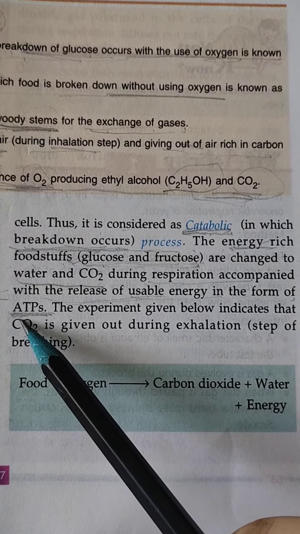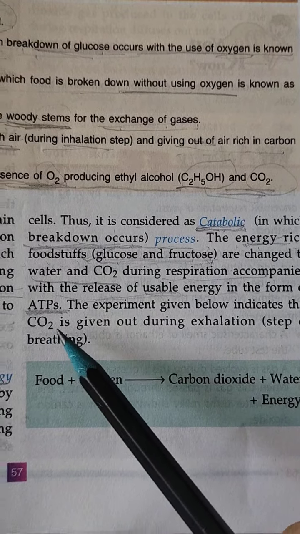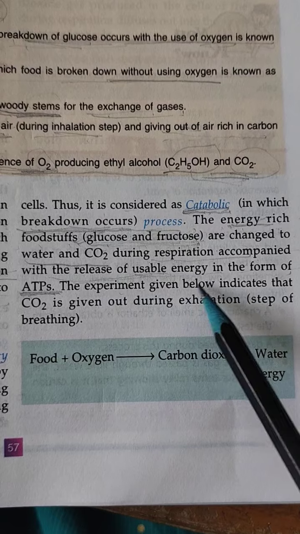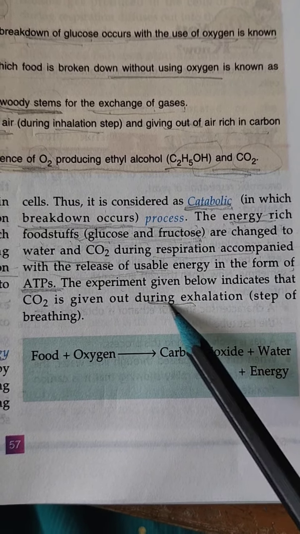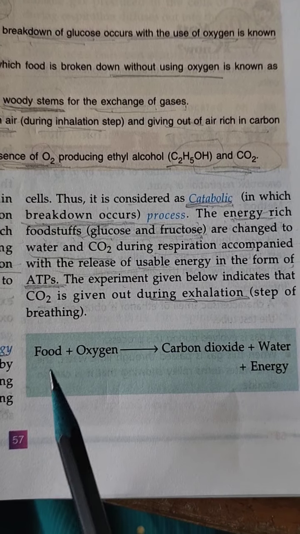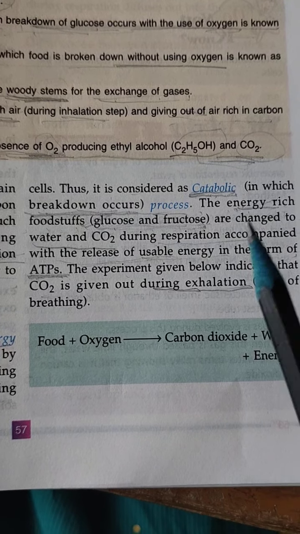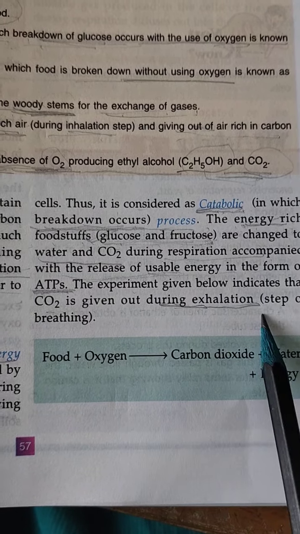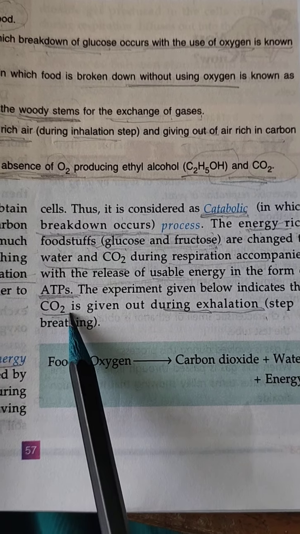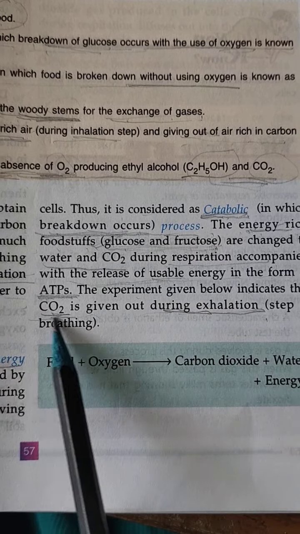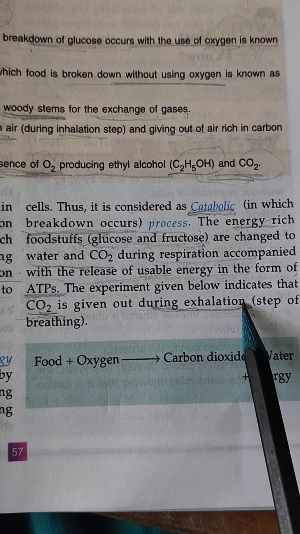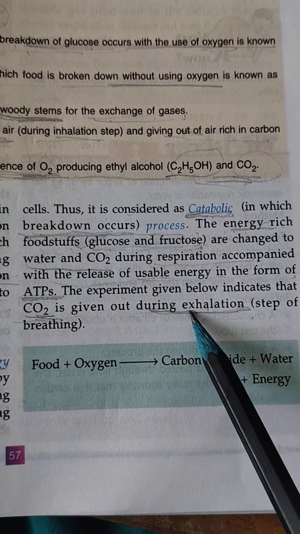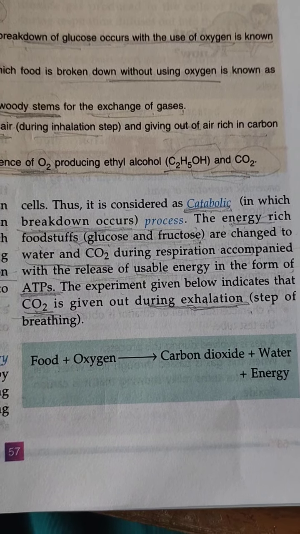ATP is adenosine triphosphate. The experiment given below indicates that carbon dioxide is given out during exhalation. By the experiment, you will get to know how the process takes place, how CO2 is given out. CO2 is given out during the exhalation step. जब breathing होती है तो उसमें जब exhalation step में CO2 is released out.